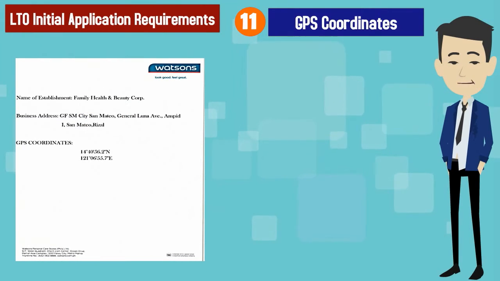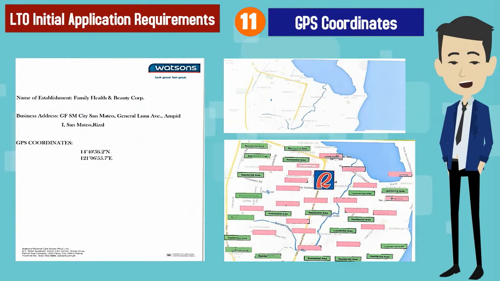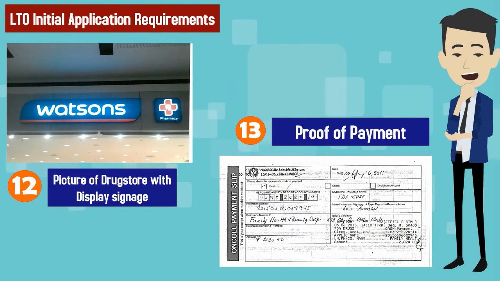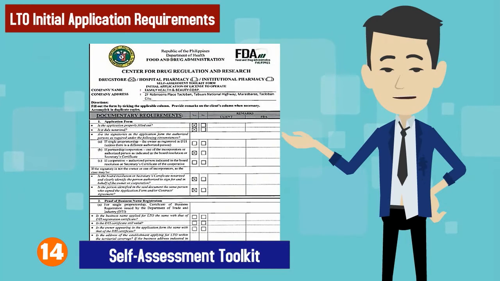Following the location map is the 11th requirement, which is the GPS coordinates. It includes the site map and the Google map that locates the establishment. 12th requirement is the picture of the store display signage. This is followed by the 13th requirement, which is the proof of payment. And last or 14th requirement is self-assessment toolkit. This serves as checklist to ensure all requirements are accurate and completed. Must have the remarks, if applicable.